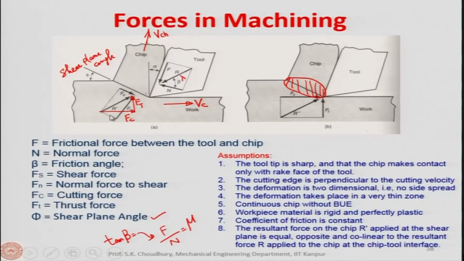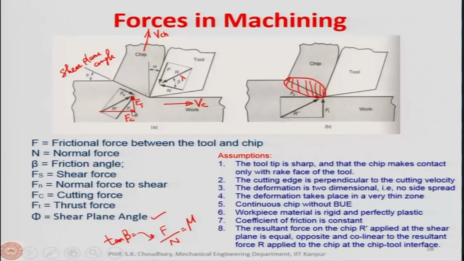Therefore, we resolved the R prime into two more components which will not change with the change in phi and alpha. One component is parallel to the VC direction. Since it is responsible for power consumption, this component is called the cutting force, because it is parallel to the cutting velocity, and perpendicular to that is the thrust force, which is also a resolved component of the R prime.